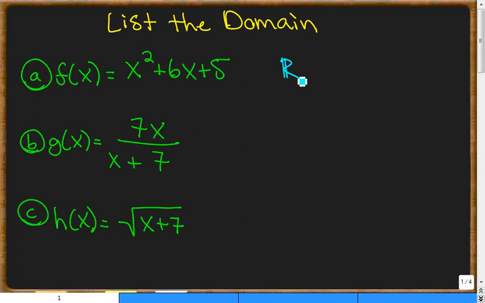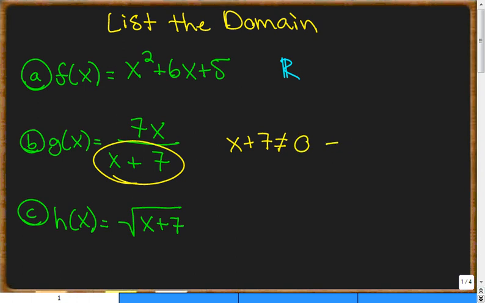Now we move on to B, we have g of x equals 7x over x plus 7. So we sit there and we're like, okay, well, we had the two rules again. We can't divide by 0 or take the even root of a negative. So we look and we see a denominator. Well, we need to label our whole denominator. So we see x plus 7. So because we're dividing by x plus 7, it is not allowed to be 0.